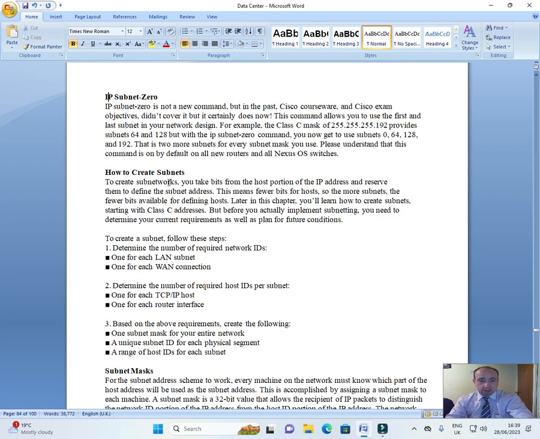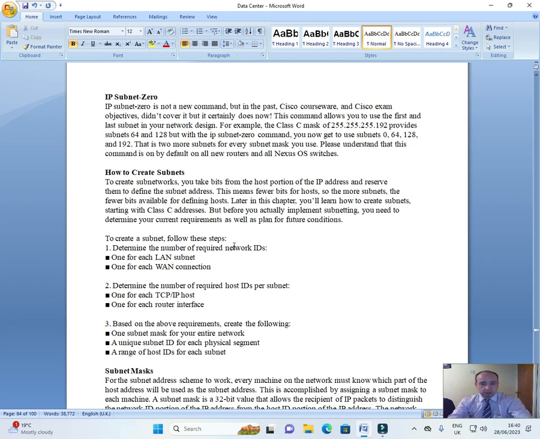How to create subnets. To create subnetworks, you have to take bits from the host portion of the IP address and reserve them to define the subnet address. This means fewer bits for hosts, so the more subnets, the fewer the bits available for defining hosts. Later in this chapter, you will learn how to create subnets starting with Class C addresses. But before you actually implement subnetting, you need to determine your current requirements as well as plan for future conditions.